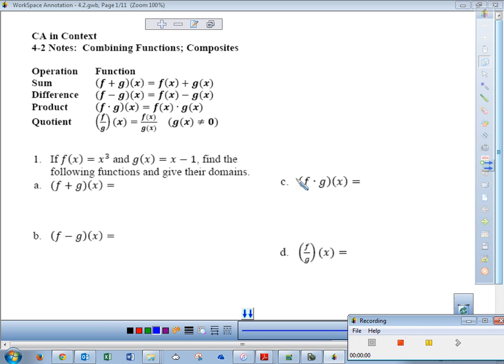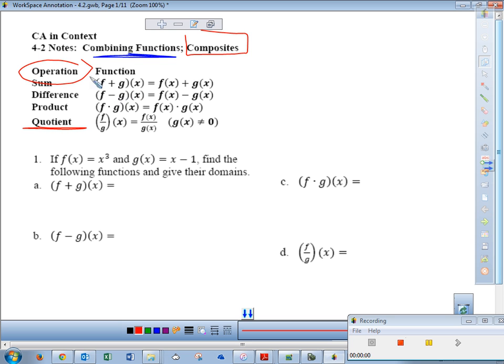Starting out Unit 3, Section 4.2, combining functions and composites of functions. They give us some functions, and in the first couple of problems, they ask us to do some operations with them: either add them together, subtract them from each other, multiply them together, or divide them. That's what quotient is all about.